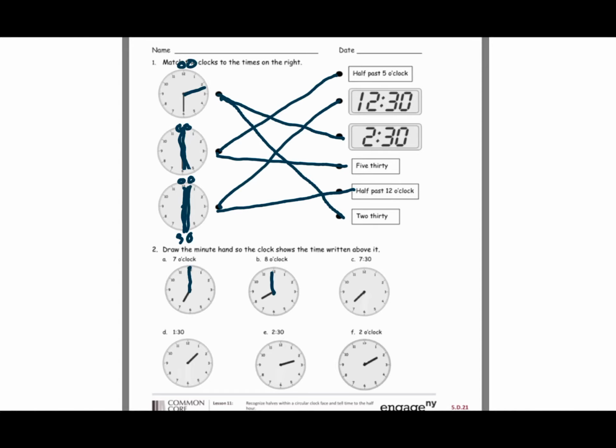Do you remember where the 30 was? The 30 was down at the bottom. The next one shows, for letter D, 1:30. So that means we go down to the 6 where the 30 is, 1:30. The next one reads 2:30. That means we go down to the bottom. The minute hand goes down to the bottom, 2:30. And letter F says 2 o'clock. So that's going to go way up on top.